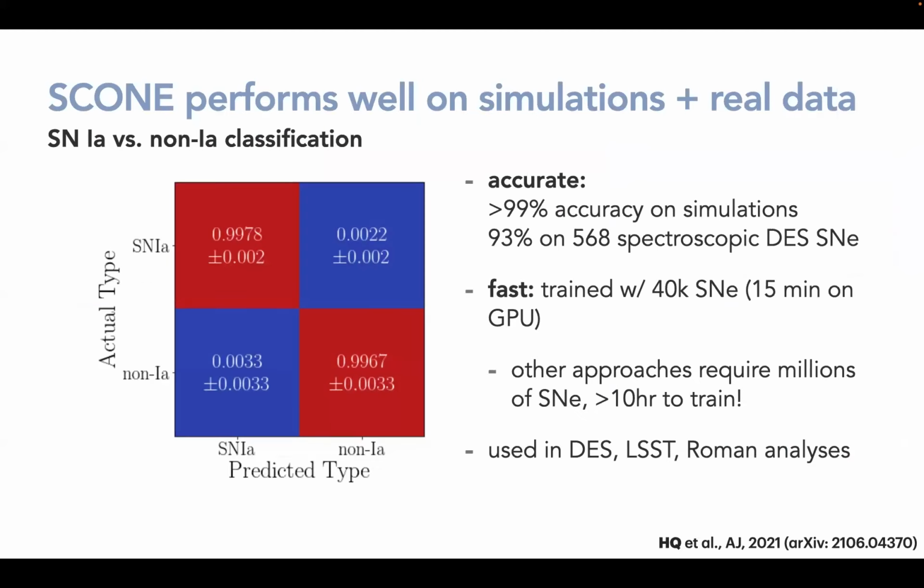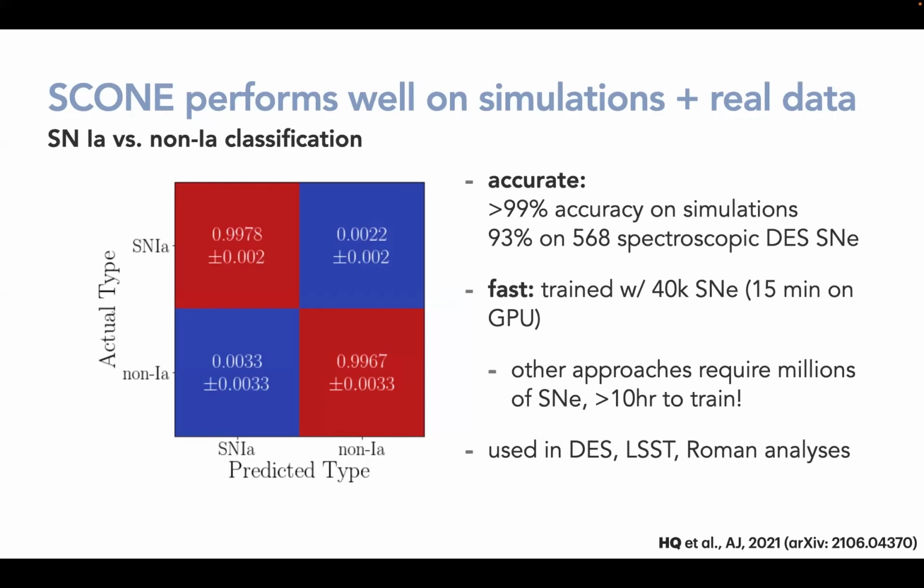And in fact, we find that SCONE performs really well on both simulations and real data. What I'm showing here is probably a familiar diagram at this point. It's called a confusion matrix. And here I'm showing the results for type 1A versus non-1A classification. The main diagonal just shows the true positive rates for type 1A and non-1A. So SCONE performs really accurately. We have around 99% accuracy on simulations, which is what I'm showing here. And we also tested on 568 spectroscopically confirmed Dark Energy Survey supernovae, and we got around 93% accuracy on the real data. Not only is it accurate, it's also very fast.